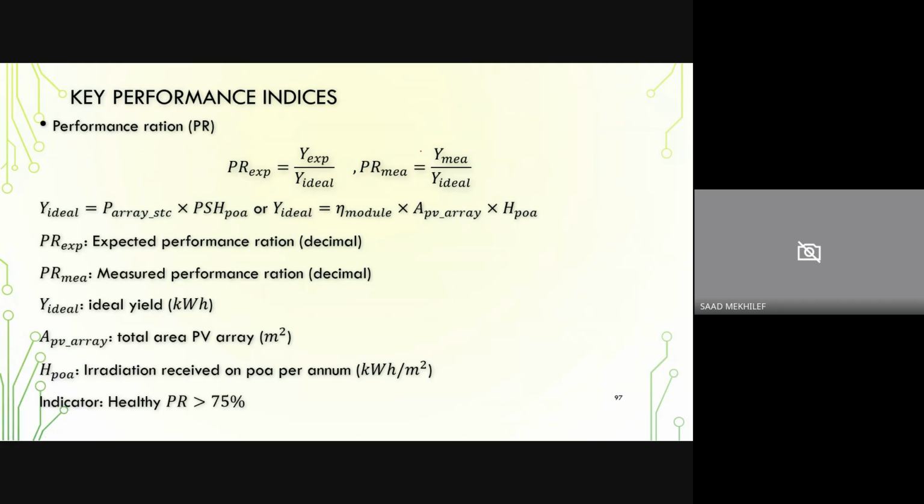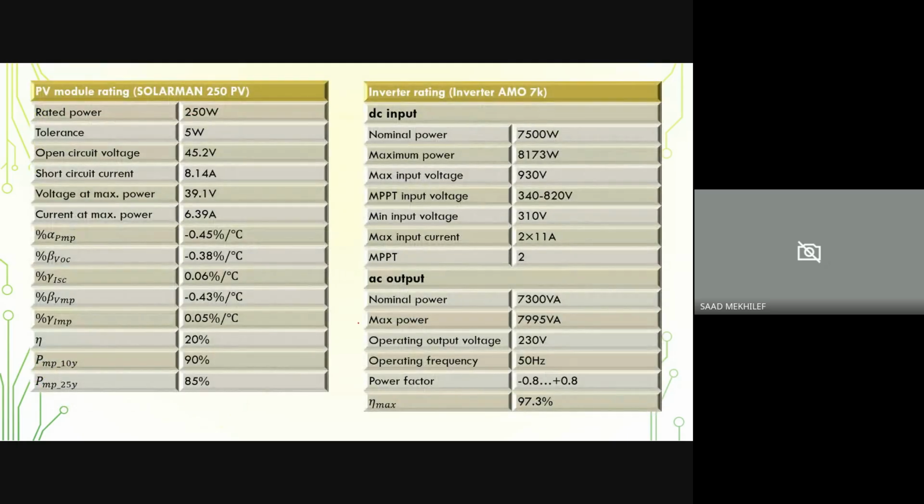Okay, so another indicator, just now I showed the performance. This is the formula for it. If it is above 75%, then it is a healthy system. Okay. All right.